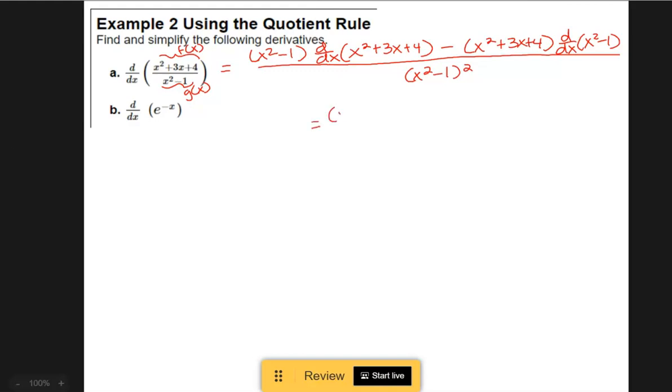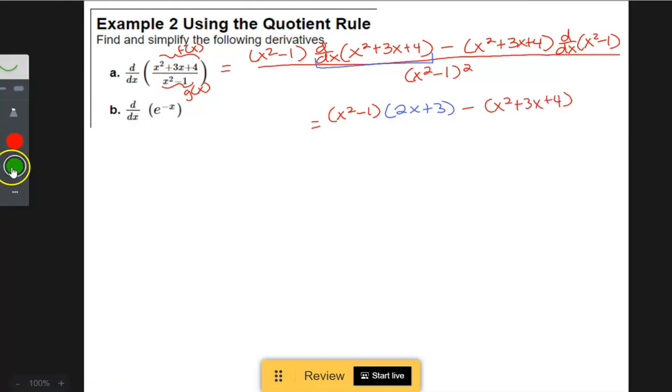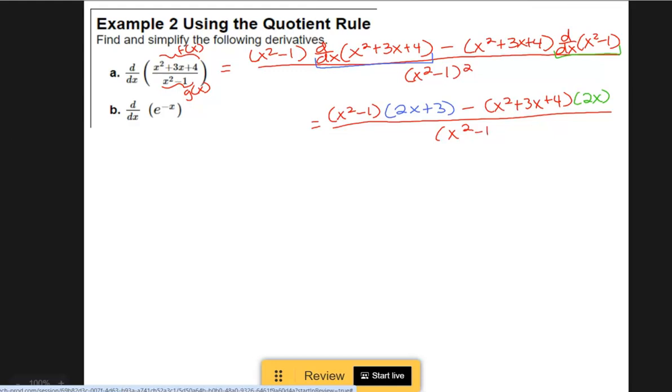All right, so I have x squared minus 1, and then I got to do the derivative of the numerator. So that is 2x plus 3, okay, minus x squared plus 3x plus 4, and now the derivative of the denominator, which would just be 2x. Okay, I am going to multiply out my numerator. Okay, so we're going to FOIL.